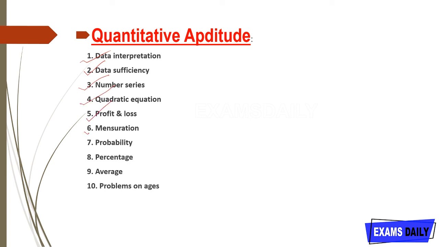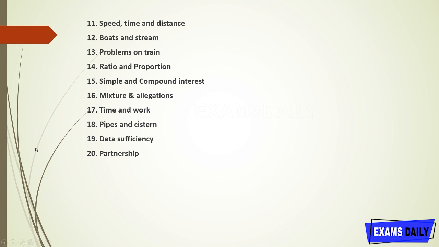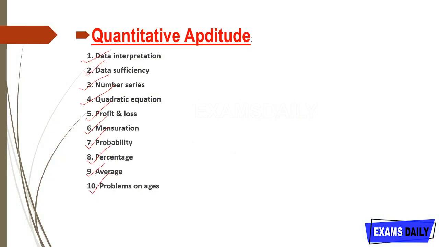profit and loss, mensuration, probability, percentage, average, and problems on ages. And these are the topics for quantitative aptitude. And then speed, time and distance, boats and stream, problems on trains, ratio and proportion, simple and compound interest, mixture and alligation, time and work, pipes and cistern, data sufficiency and partnership. And these are the topics for quantitative aptitude.